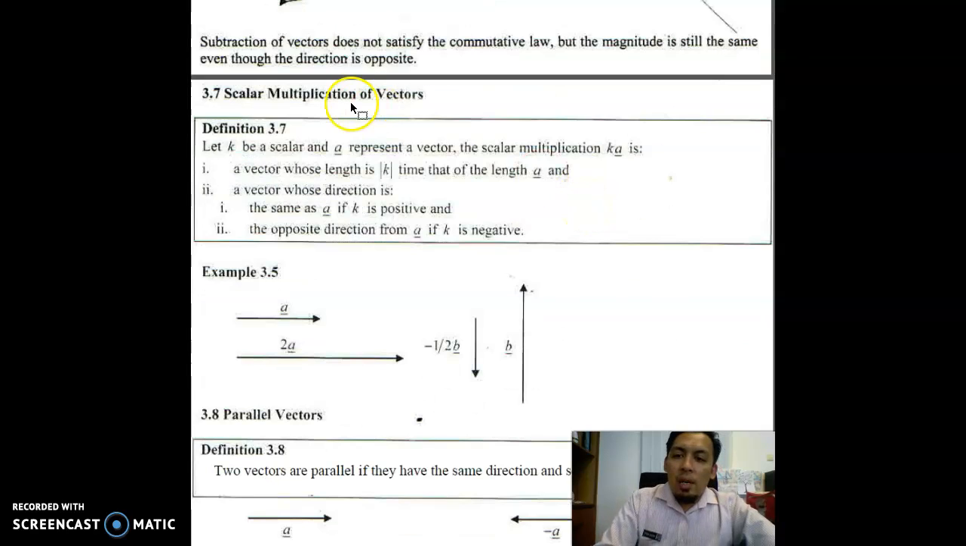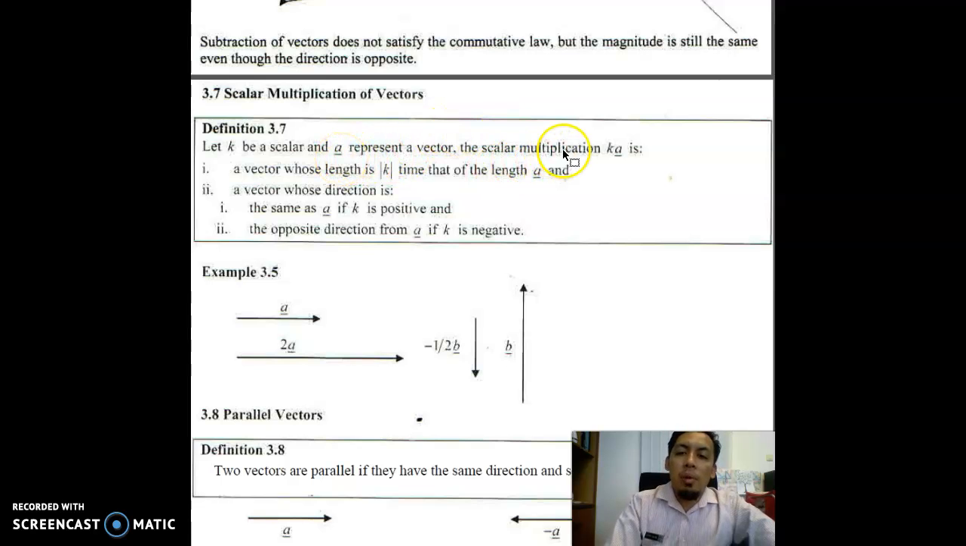Now let's look at scalar multiplication. In multiplying vectors, there are two kinds of multiplication. The first one is known as scalar multiplication, where you multiply a vector with any value. So let k be a scalar and the vector here be represented by a.